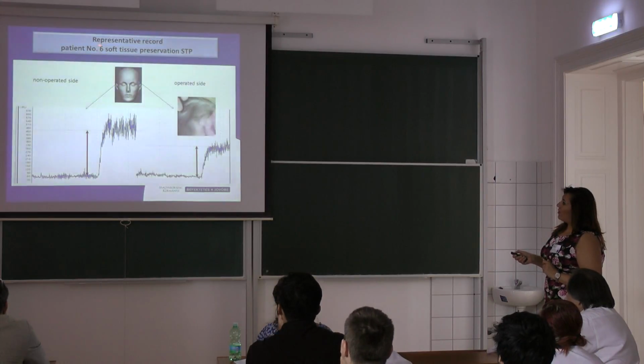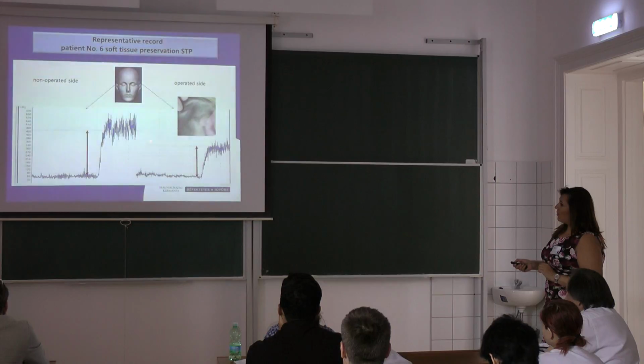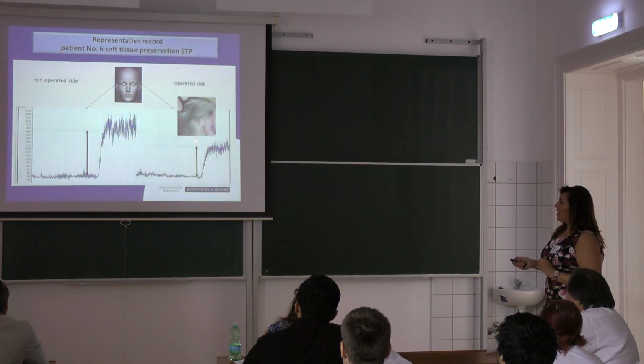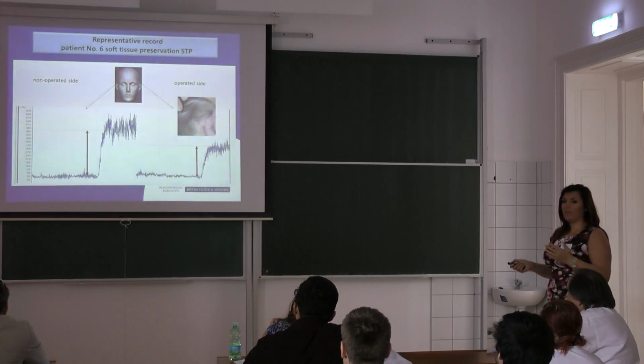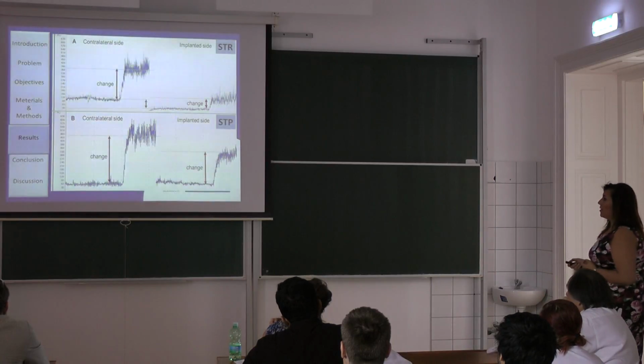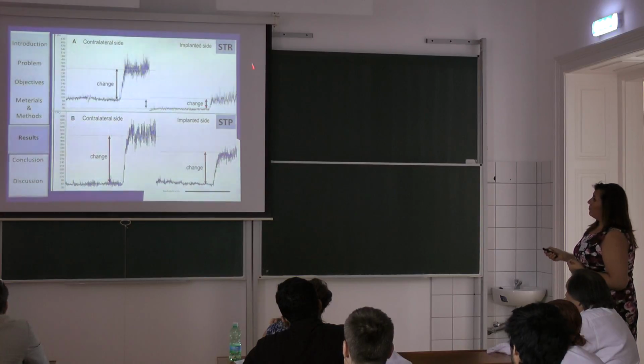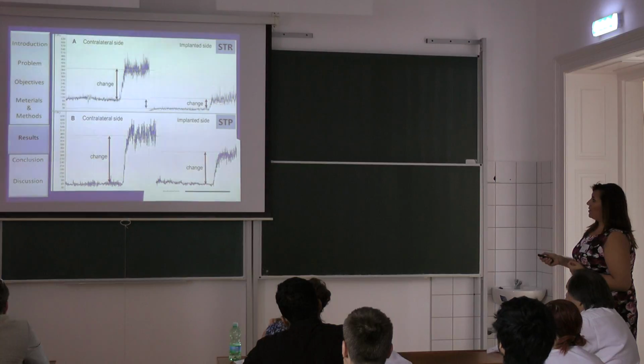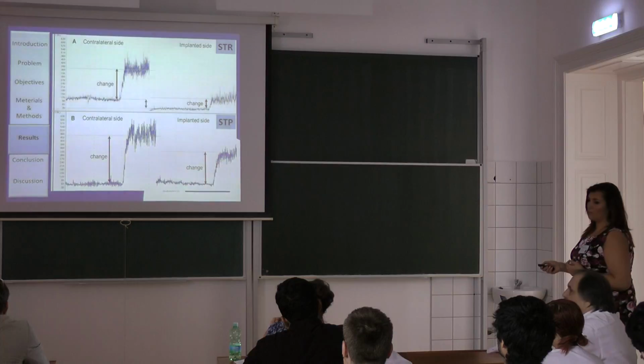This record is from a patient who underwent soft tissue preservation. There's a minimal difference between the hyperemia. As you can see, also on the operated side, we can see a really prompt and relatively large hyperemia compared to the patient who underwent soft tissue reduction. So this is the operated side after soft tissue reduction, and this is after soft tissue preservation.